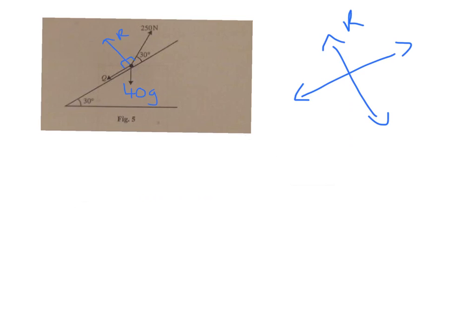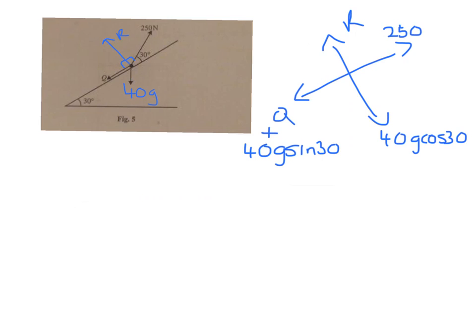R and Q are easy, they can go straight on. The weight is always sine component down the slope, cos component into plane. And if you look at the 250, the slope is adjacent, so we're going to use 250 cos 30, which means that there must be a 250 sine 30 component acting up the slope.